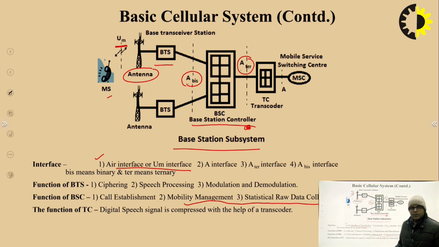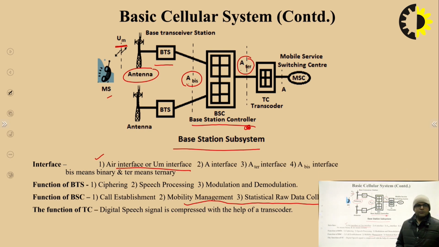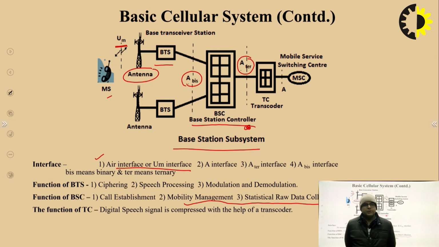Other statistical data like call duration, functions which are required, and other controls are also managed by the base station controller. The next component is the transcoder, and transcoders are helpful for compressing the digital speech signal, because compression is required so that we can efficiently transmit the data without wasting our bandwidth and power. So transcoders are used for compressing the digital speech signal.